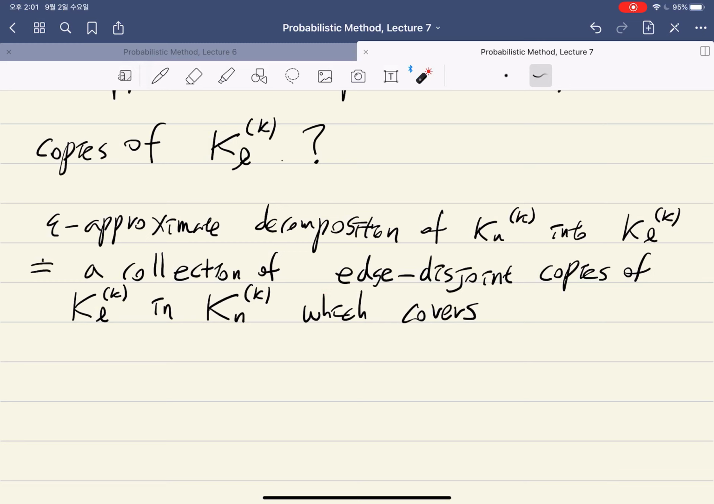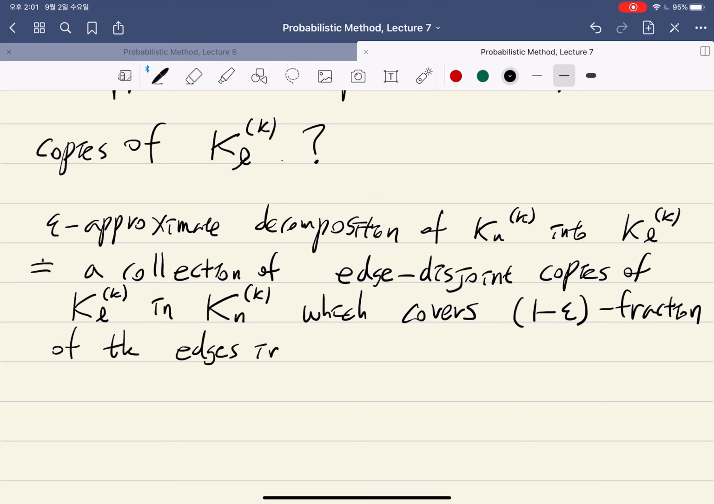That means every set of size k belongs to at most one set of size l. But we are actually allowing some k-sets, some sets of size k, to be not covered. But most of them should be covered, a 1 minus epsilon fraction of the k-sets in Kn. So we call that an epsilon approximate decomposition.